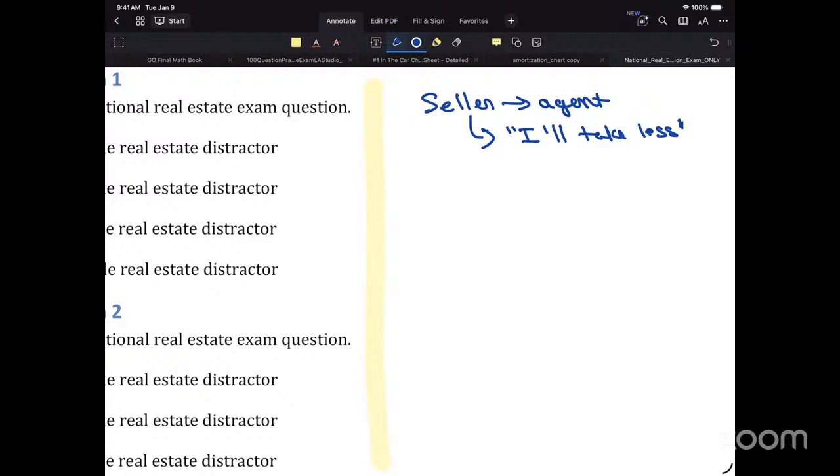Here we go. You want to do a math question? Yeah, let's do a math question. I'll type this one out. I'm gonna type it. You can just tell it to me and I'll write it out. You ready? You got your pen? A home sells for $240,000. The commission is 6%, split evenly between the brokerages.